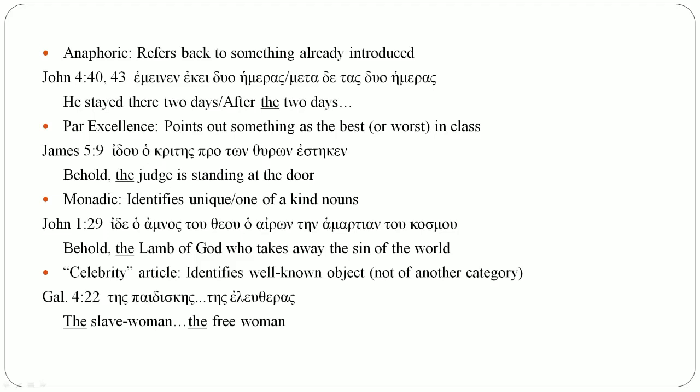Okay, this is pointing out that something is well known, and it's just highlighting that and making sure that you know exactly what's going on. We're not just talking about some random slave woman and some free woman. Okay, no, we're talking about the slave woman and the free woman from that story that everybody knows. All right. So yeah, anyway, that is the individualizing article, pointing out a specific thing as important.